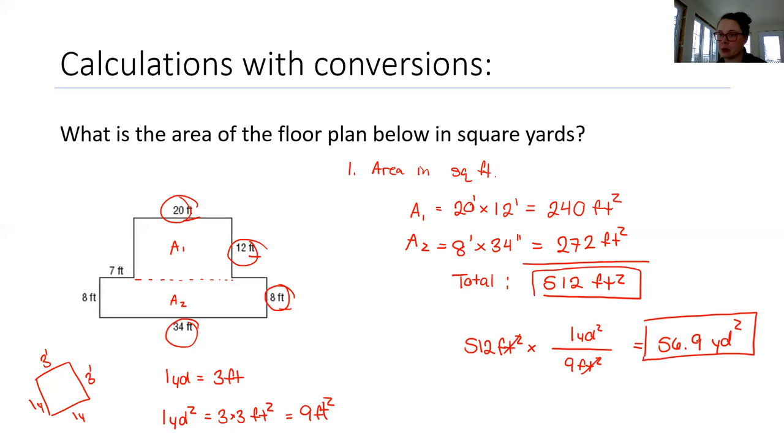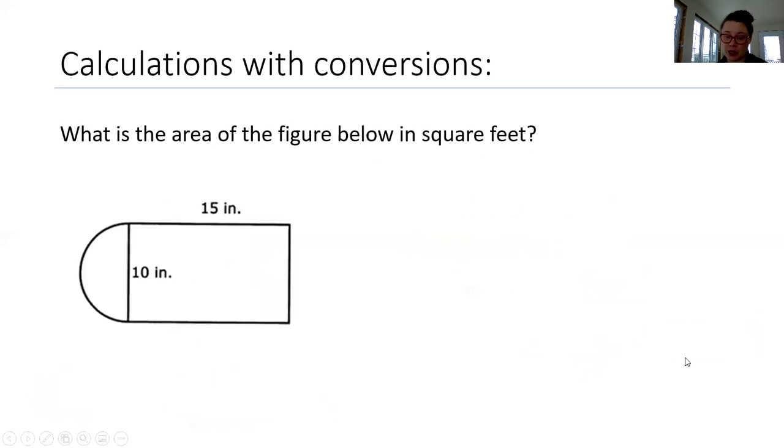really, really, really important. All right, another question. I've got 3 more questions for you, all quite straightforward. I may not spend quite as much time on all of them. What's the area of the figure below in square feet? So we have inches, and we want to end up in feet. Now this one's only 2 conversions. Maybe you want to switch it right at the beginning. You could if you wanted.